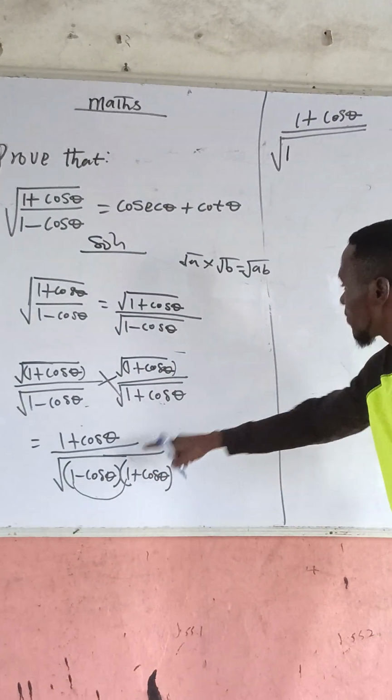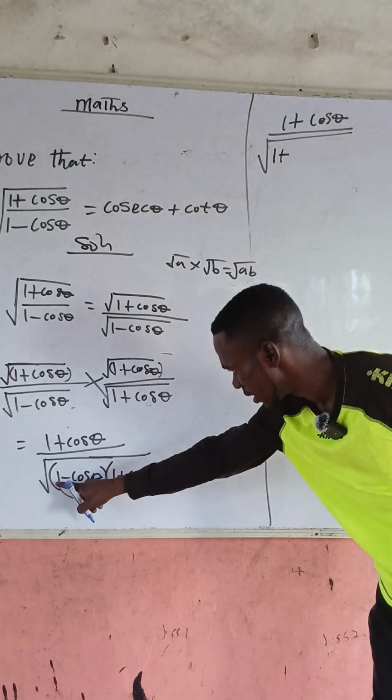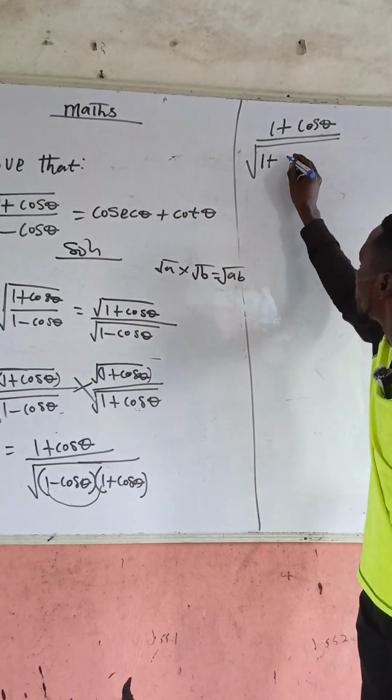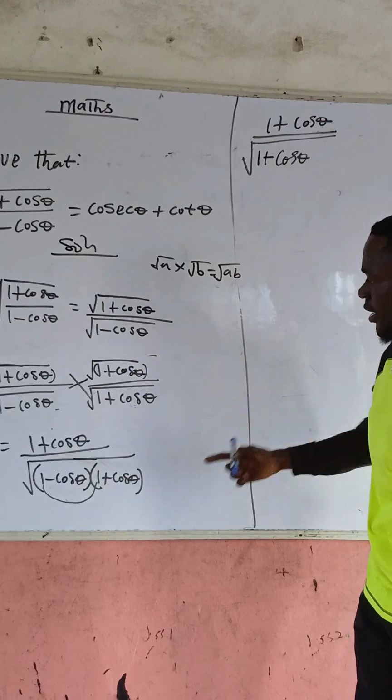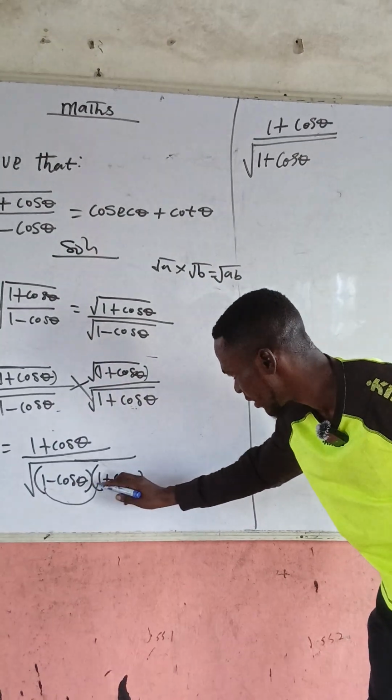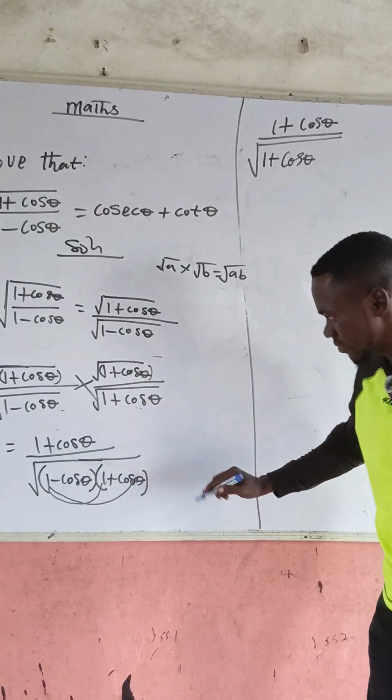Then we have plus there. Plus this one again times this cos theta will give us what? Plus cos theta. I'm done with this one now. This one multiply this one that is here. This one again multiply this one that is here. Now let's move on to what?